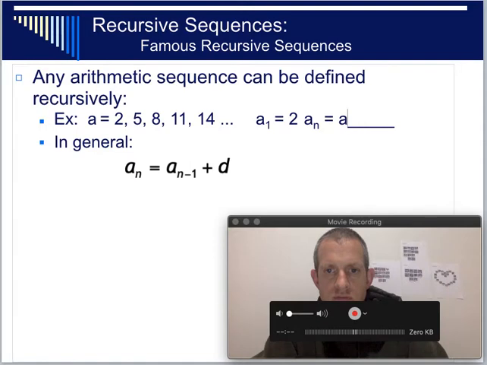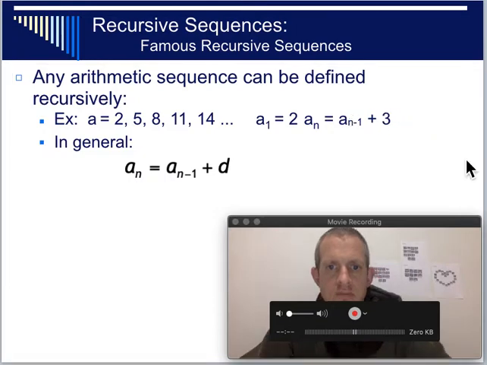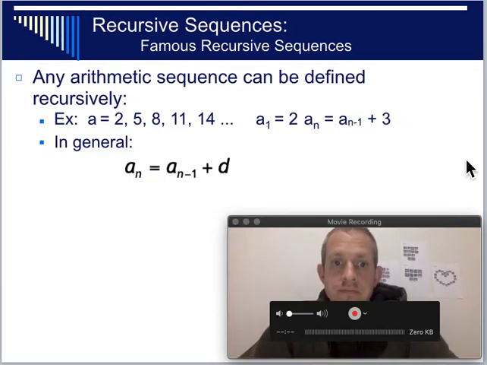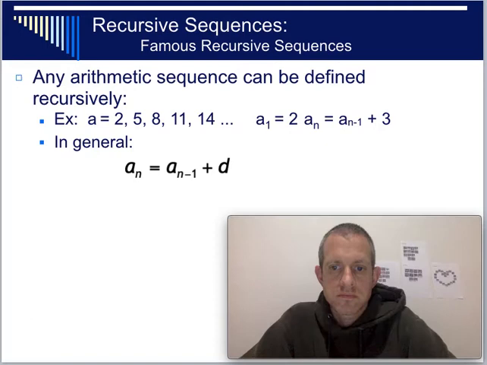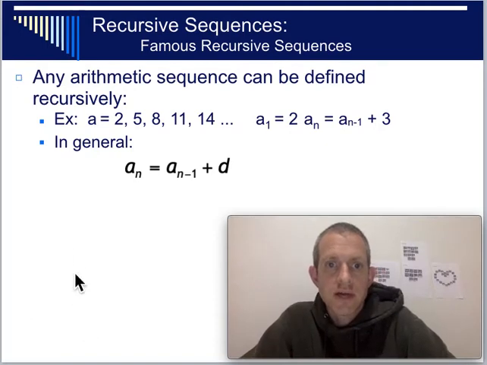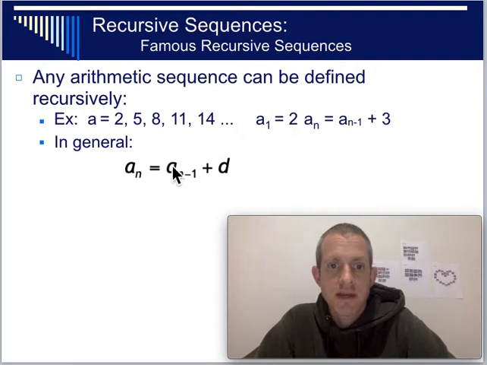a_(n-1). And then we would add 3 to it. That's how we get the next one each time. In general, any arithmetic sequence can be written recursively like this. It's simply a matter of stating the first number in the list, and then your rule is always the previous number plus whatever your common difference is.